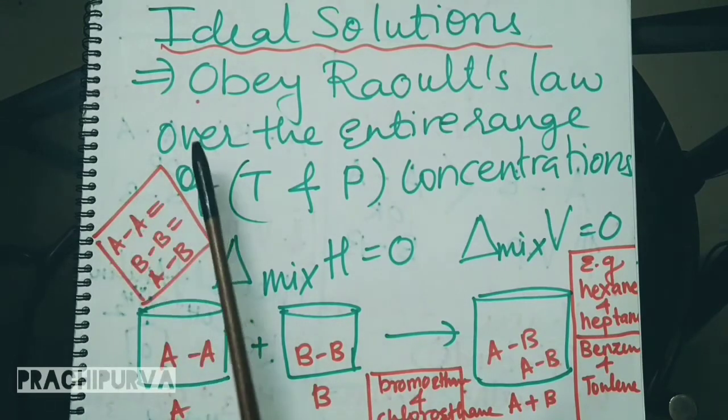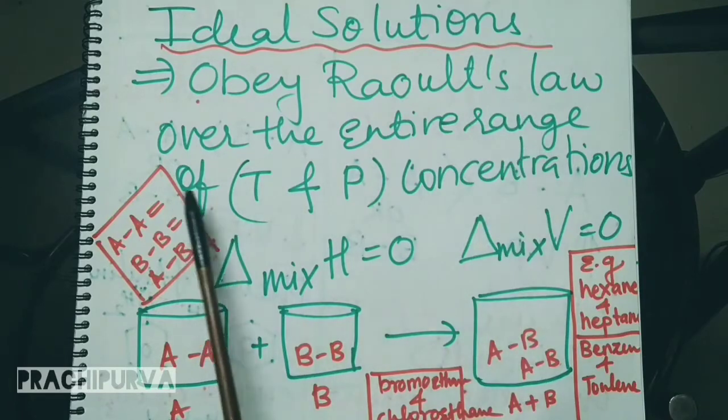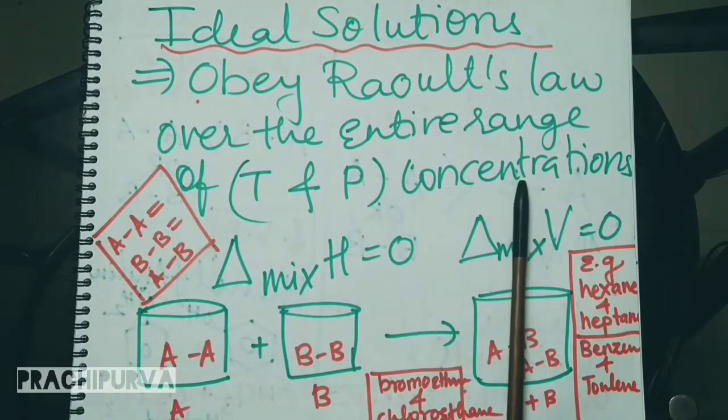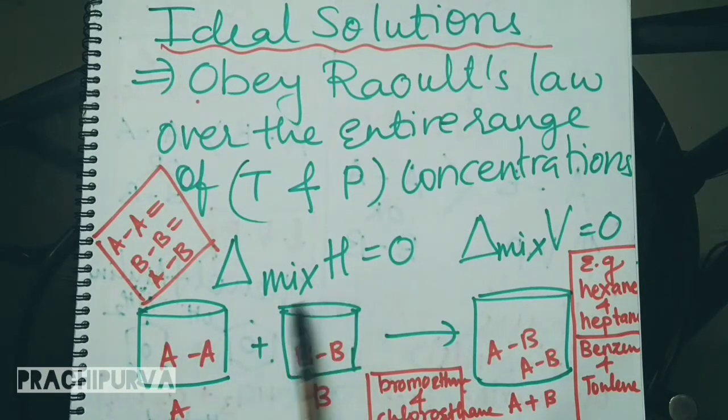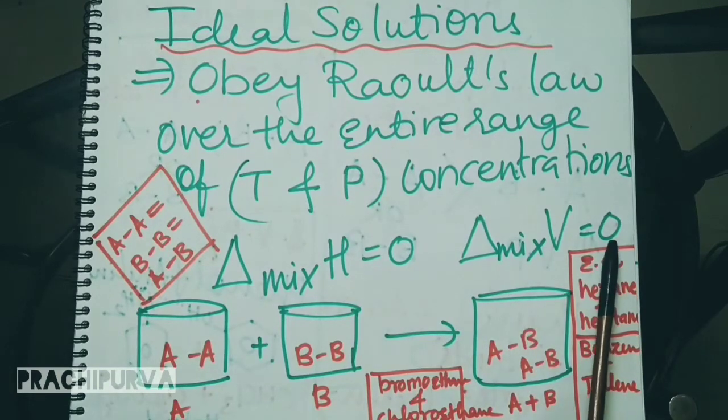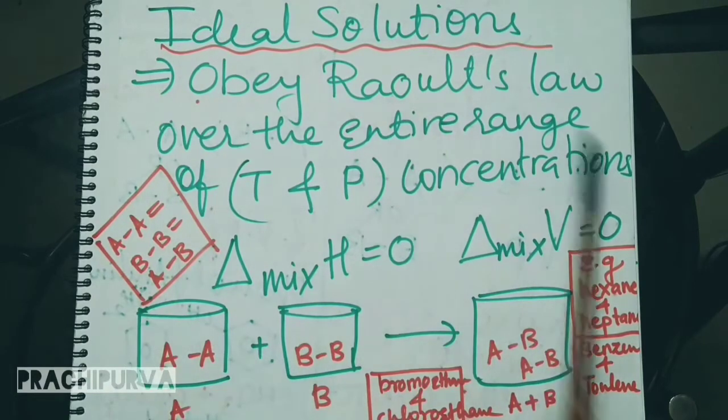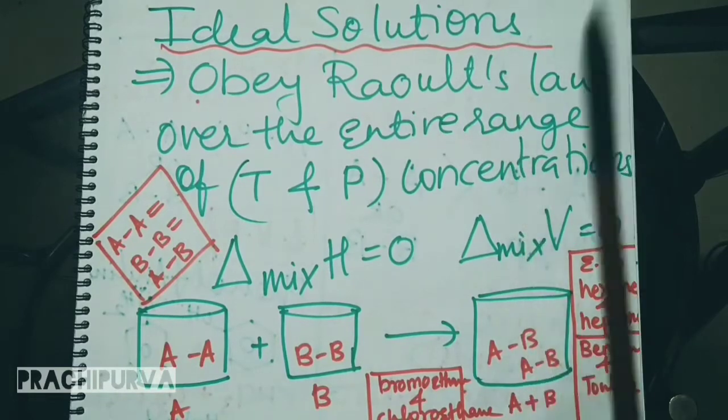First, solution should obey Raoult's law over the entire range of concentrations. When two solvents are mixed, their enthalpy change of mixing should be 0. Difference in the volume of mixing should be 0. The solvents having individual interactions, those interactions should be equal to the interactions which are present in the solution. If these 4 criteria are fulfilled, then the solution is said to be ideal solution.